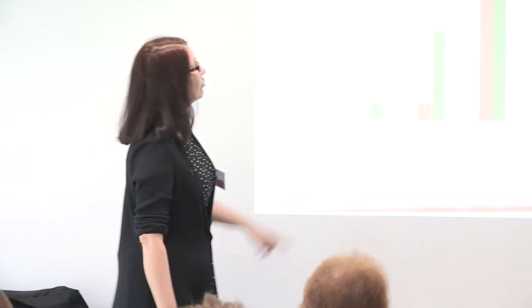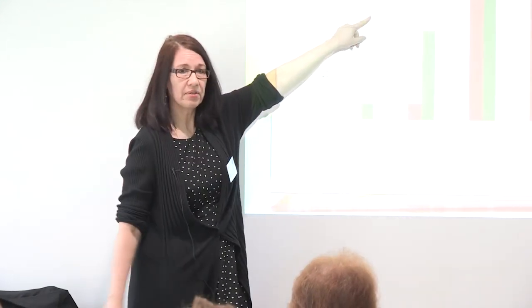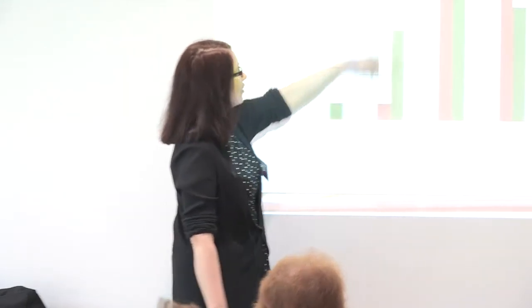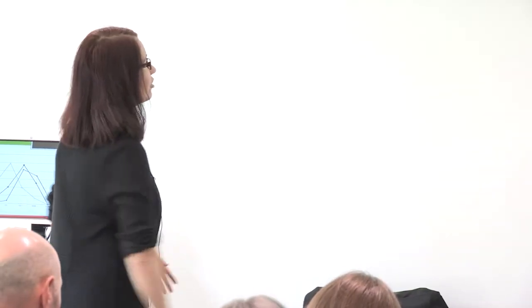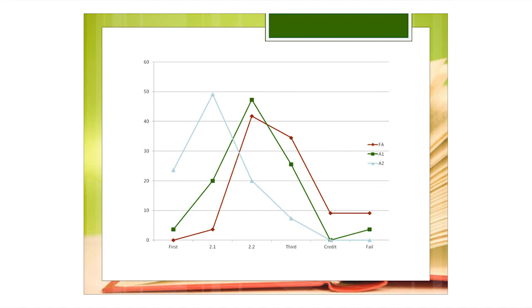In A2, I have a considerable number in 2:1 and 2:2. I didn't have any credits and any fails, which is more or less in line with the other modules that we have in the department. I think this graph shows it a little bit better. So this is formative assignment in red, first assignment in green, and second assignment in blue, which I think is considerable progress.